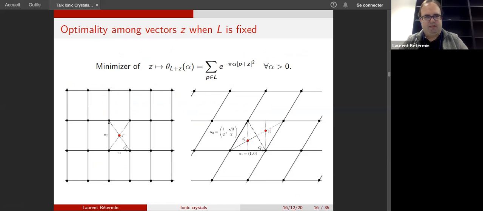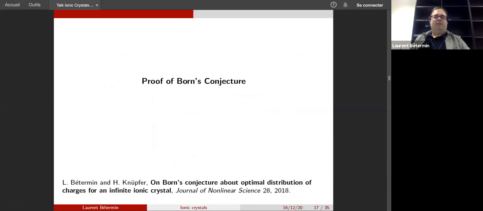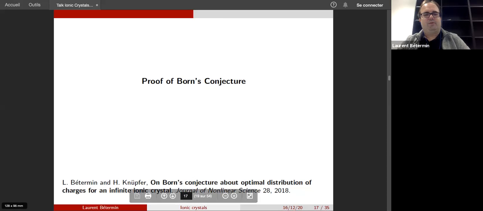Very good. Okay, so now I want to talk about this first paper, Born's conjecture. I already presented these things several times. Maybe you have already seen it if you were at the Brown Institute, I don't remember when, 2 or 3 years ago. But I want to talk a bit about it. That's a paper we wrote with Hans Knüpfer, and it's about a conjecture that Born stated in 1921.